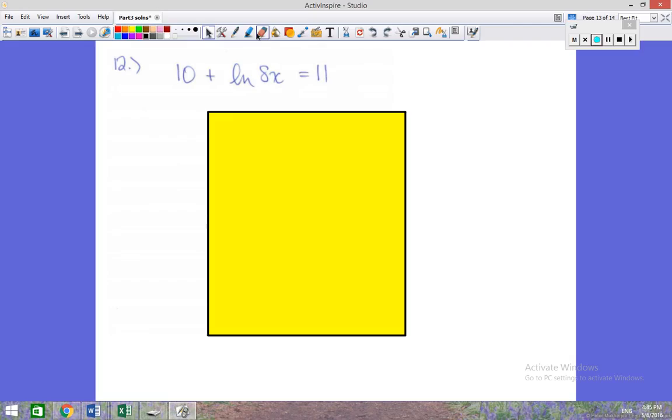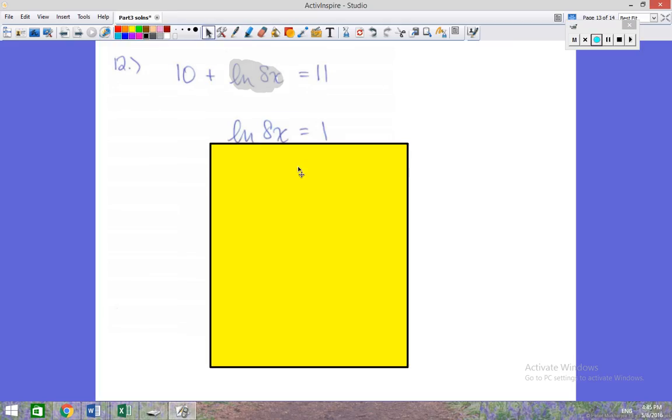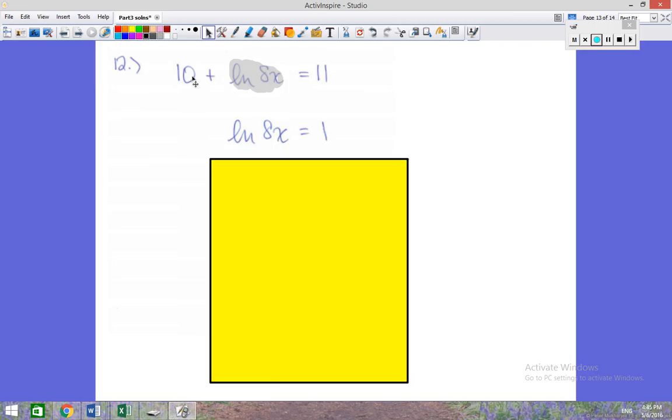So I have two terms. The term that contains my variable, I want to get it by itself. The inverse of adding 10 is to subtract 10. We subtract 10 from both sides. 10 minus 10 gives me 0, and 11 minus 10 is 1. Now I've gone as far as I can go with getting the variable by itself.